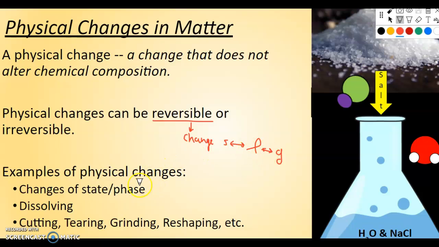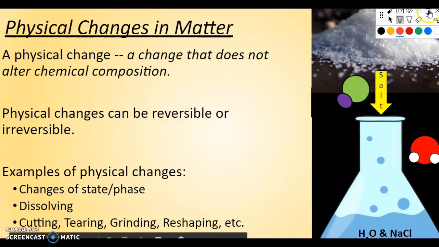Other physical changes would be dissolving, cutting, tearing, grinding, reshaping, really anything where you alter the substance and it is still the same chemical substance. For example, a piece of paper. You could rip it in half, but it's still technically just paper. So that was a physical change.